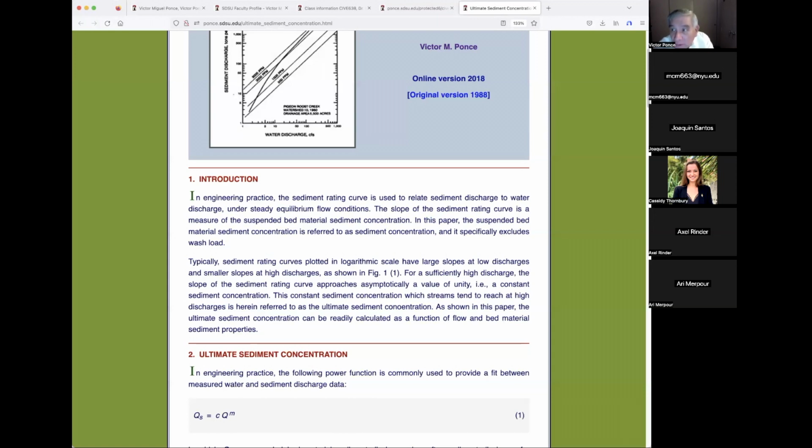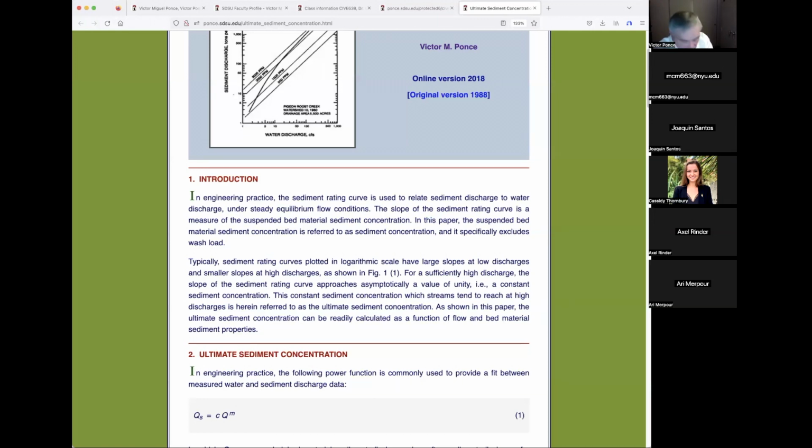The KISS principle comes back to haunt us, right? You guys know the KISS principle really well. The simpler the method, the more useful it is. So the suspended bed material concentration is referred to as sediment concentration, and it specifically excludes wash loads. Technically, wash load should not be part of the problem.